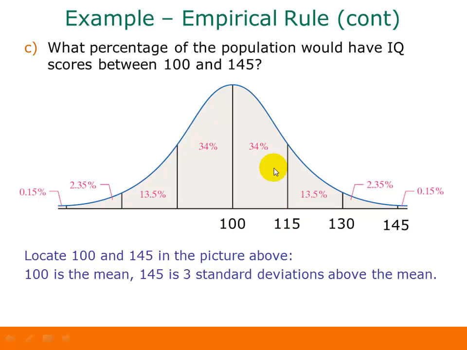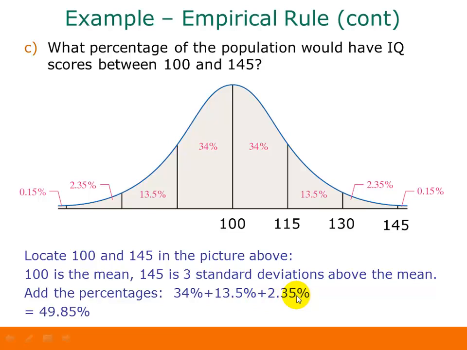Now, since we have the picture with the percentages laid out for us, we can just add the percentages in those 3 spots to get our total. So if we add 34% and 13.5% and 2.35%, we get 49.85%. So that would be the percentage that would be between 100 and 145 for IQ scores.